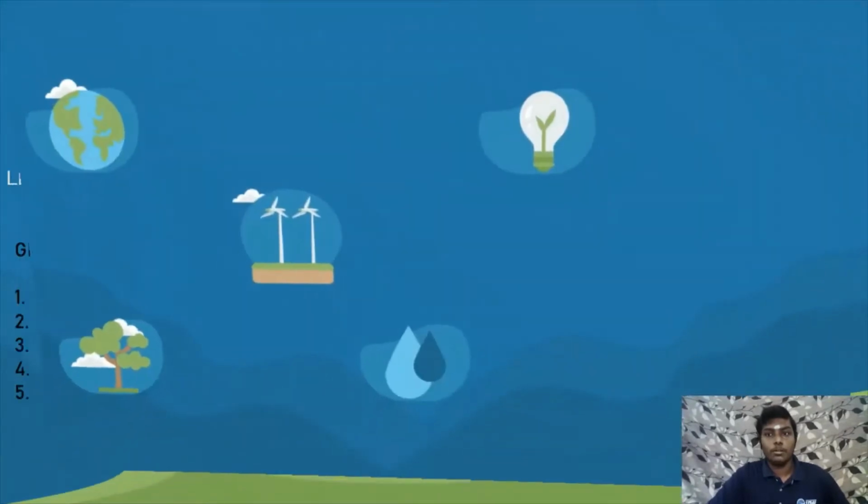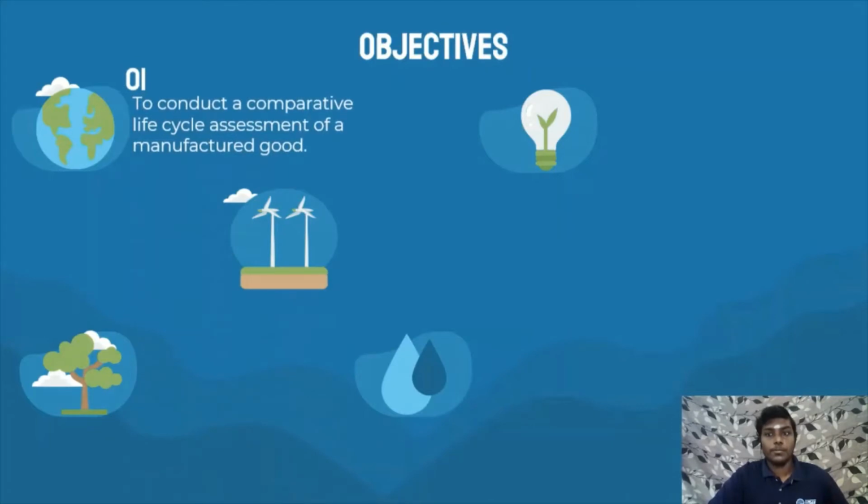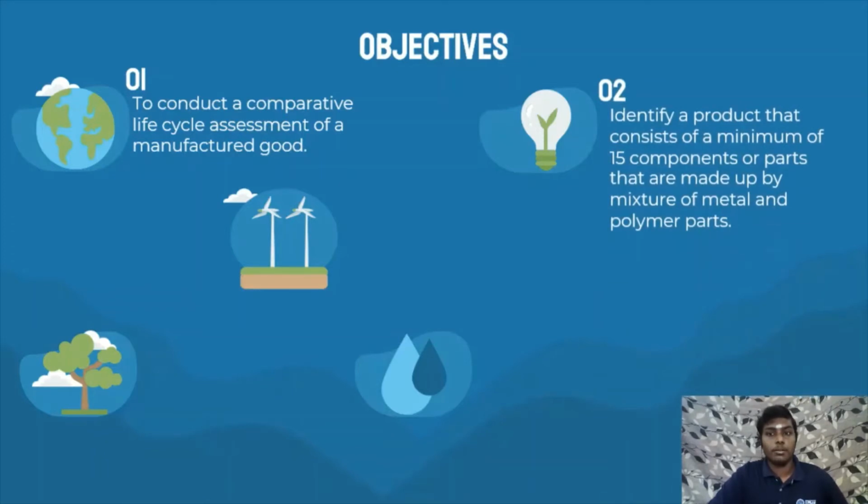First of all, I would like to explain the objective of this manufacturing sustainability group project. The first objective is to conduct a cooperative life cycle assessment of a manufactured good. The second objective is to identify a product that consists of a minimum of 15 components or parts that are made by the mixture of metal and polymer parts.